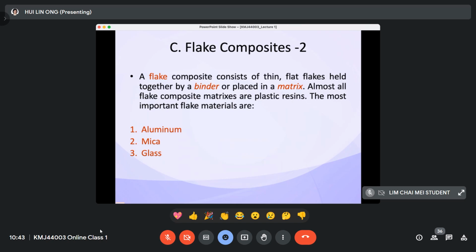Then the flake can be aluminium flake, it can be mica, it can be glass. So we can make the glass into a different type of structure. We can make it into particles. We can make it into glass fiber, right? Into a fiber type. We can make the glass into flake as well. So you see, only one type of material, we can make it into different sizes, structures, shapes. So it is quite interesting.